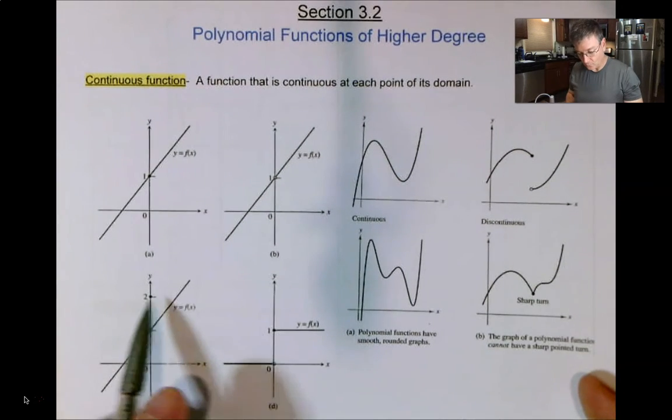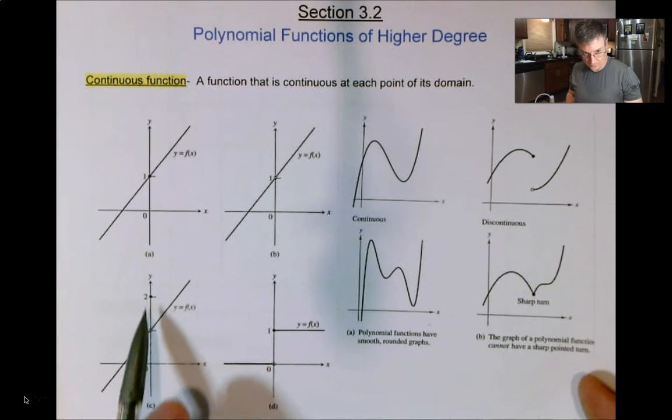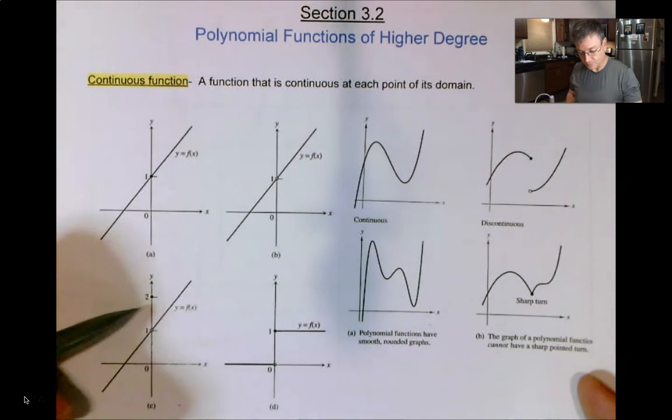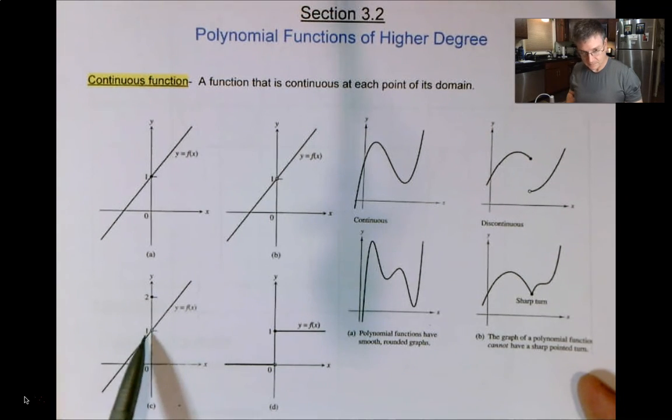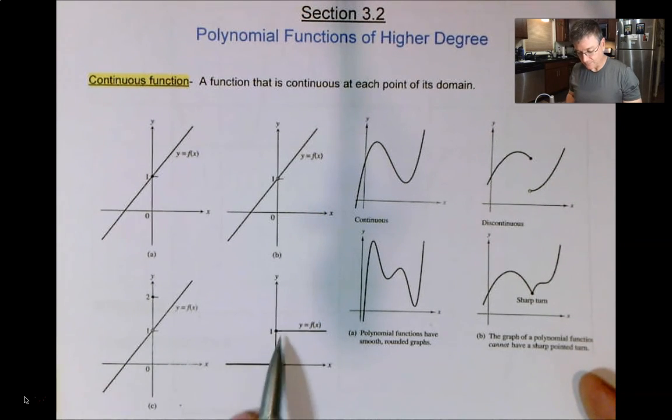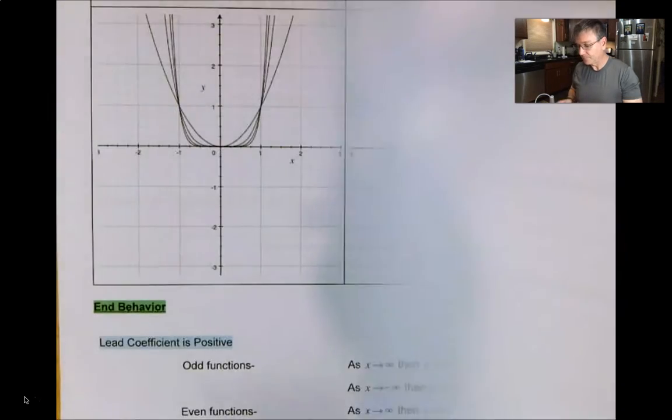This one has a hole, but it's filled in above the hole. Even though it is all real numbers for the domain, this still is a point of discontinuity. This is also all real numbers in the domain, but it has a point of discontinuity here at 0.